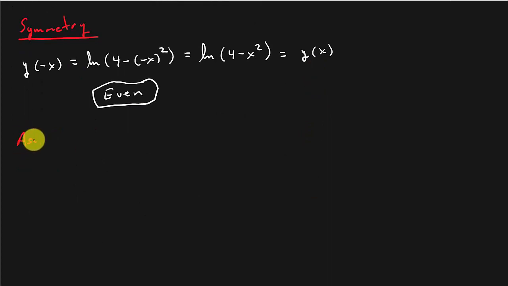All right. Now we've got asymptotes. So we need to check for horizontal and vertical asymptotes. So before we do that, let's just go ahead and write the function down again so we can see it. And let's write the domain down also. All right.